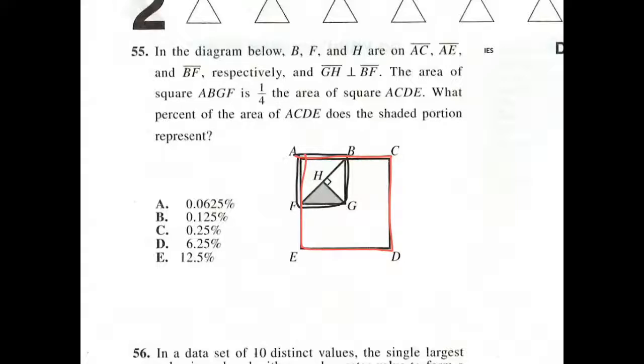Well, the shaded portion is a triangle GHF. They want to know what percent of the larger square is a smaller triangle. Well, we know that the area of the smaller square is 1/4 the area of the larger square. So we can write 1/4 of ACDE equals ABGF.